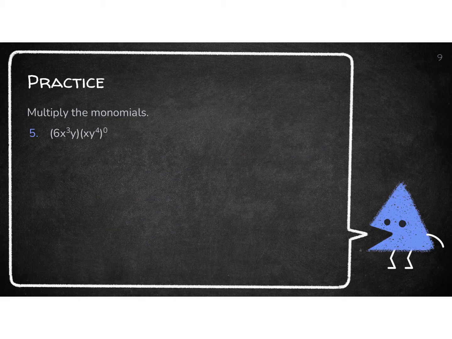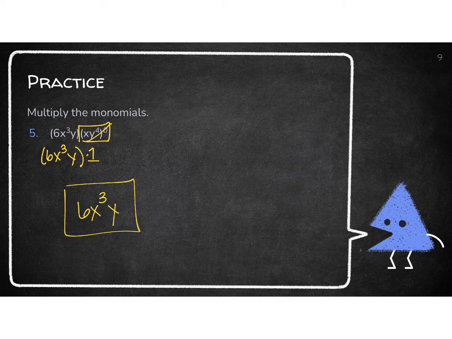All right, number 5 here. If you think back to the notes, a really, really important thing that you needed to remember is anything to the 0 power. So this thing is to the 0 power. That whole thing then disappears and is equal to 1. So what you have is 6x to the 3rd y times 1, which is just going to give me 6x to the 3rd y.